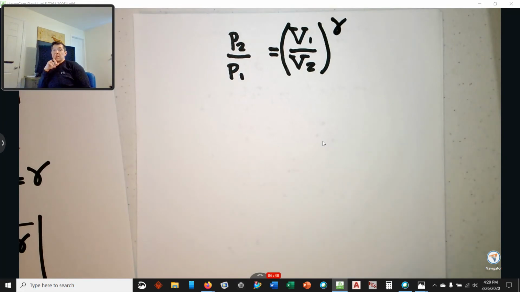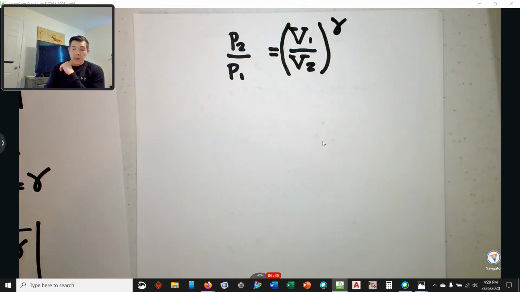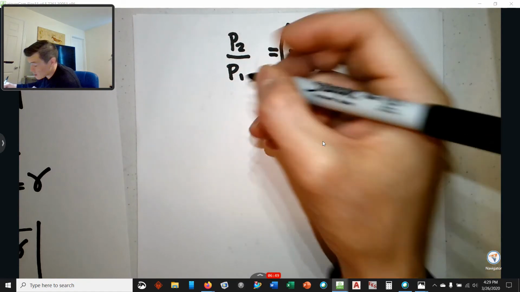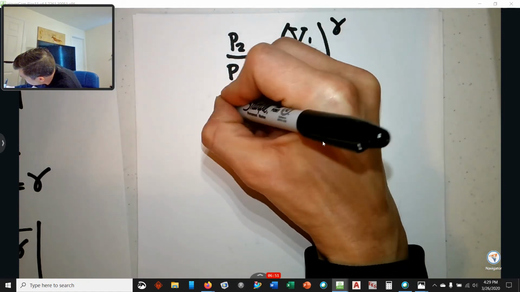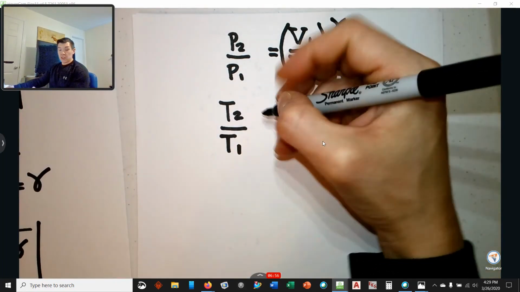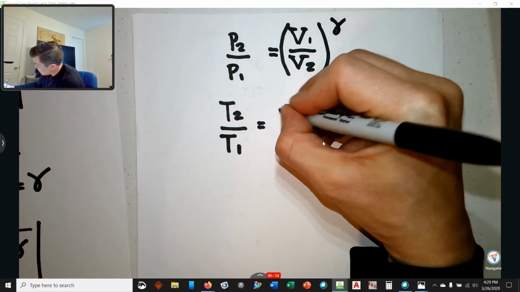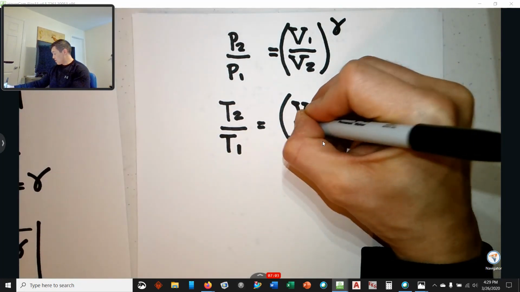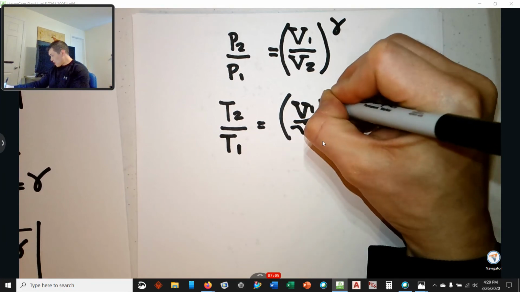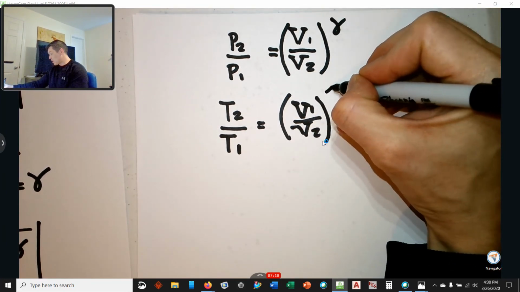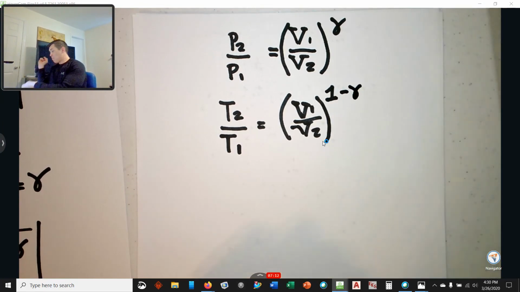We can use the ideal gas law and rewrite this as T2 over T1, just replacing with the ideal gas law. T2 over T1 is equal to V1 over V2, and if you work this out algebraically, it's going to end up being to the power 1 minus gamma.